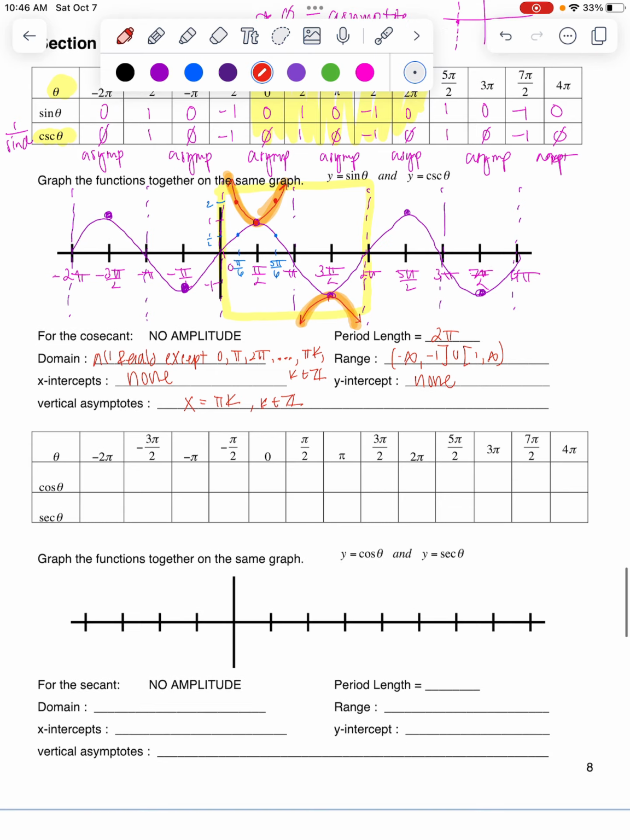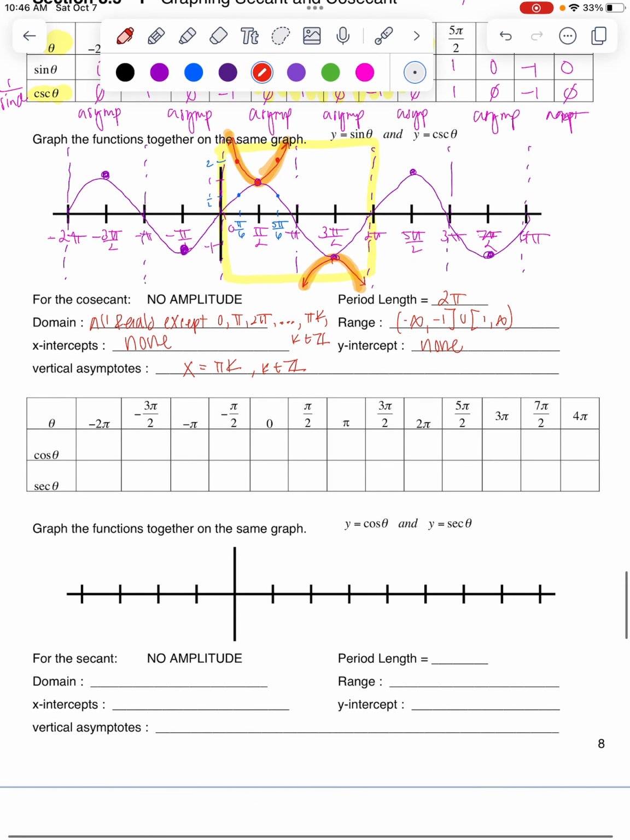Similarly, we have our secant graph. So again, I'm just going to focus on one period from 0 to 2 pi right here. Cosine of 0 is just 1. We have cosine of pi over 2 is 0. Cosine of pi is -1. Cosine of 3 pi over 2 is 0. And cosine of 2 pi is 1.